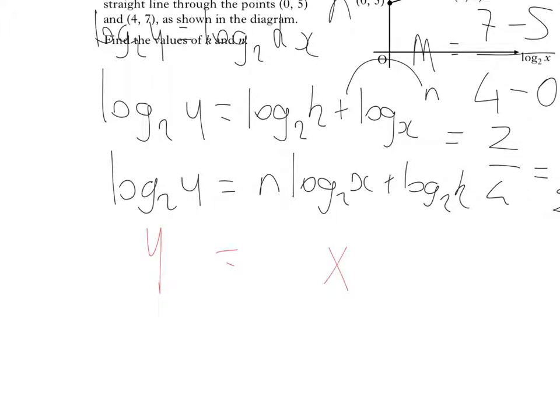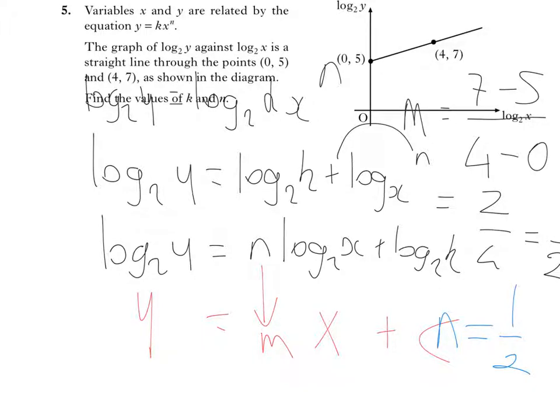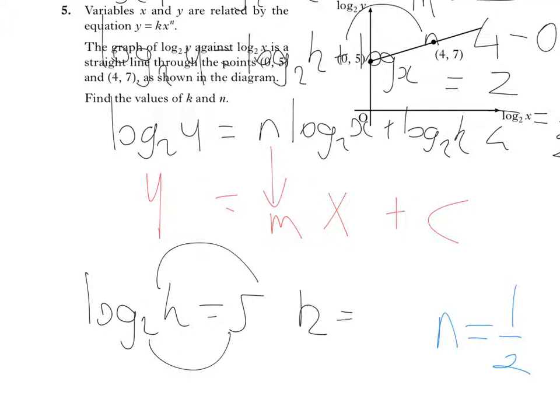Now I can see that the gradient is represented by n. I've already got that, so the gradient was 1/2, so n is equal to 1/2. The y-intercept, as I can see, is equal to 5, and the y-intercept is given by log to the base 2 of k, as we can see. So log to the base 2 of k is equal to 5. Then use my loop. 2 to the power 5 is equal to k. Take your time with that. 2 to the power 5 is equal to 32, and that's the end of the question.